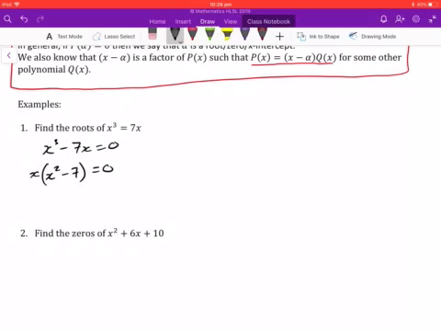Alright, so that's going to become, well, x is equal to 0, or plus or minus root 7. So that's the solution. Those are the roots, or the solutions, of the equation.